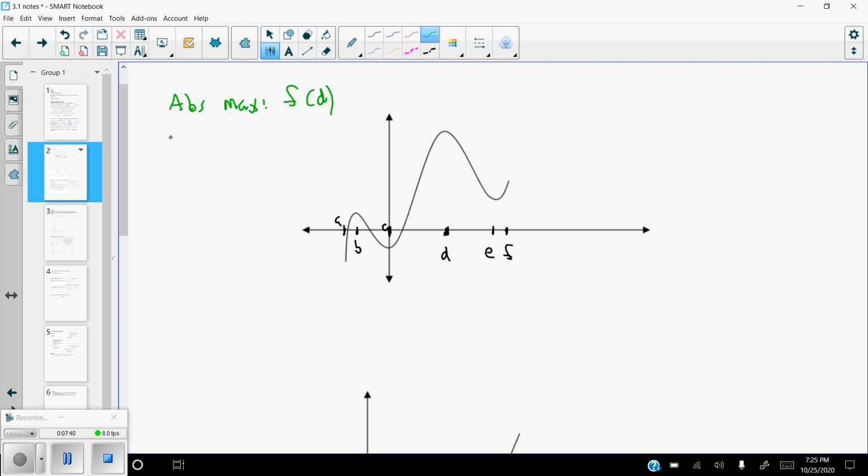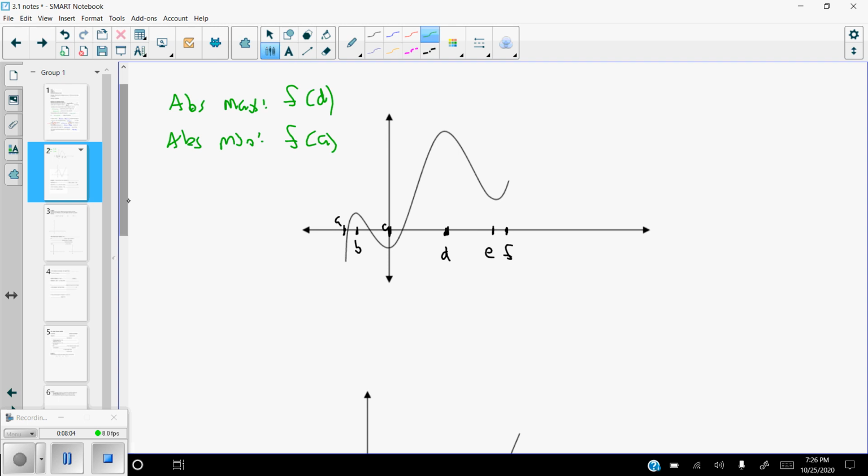Likewise, the absolute minimum. The absolute minimum will be at the lowest point. Well, we know that it occurs at A, so the actual absolute minimum will be f of A, whatever the function is evaluated at A. Okay, and that's pretty much it for absolute maximum, absolute minimum. Not too difficult to see.